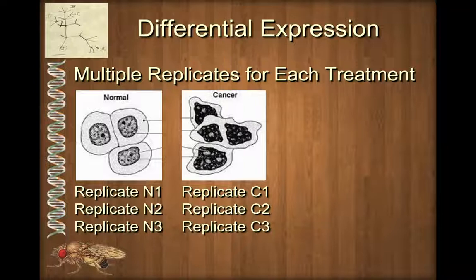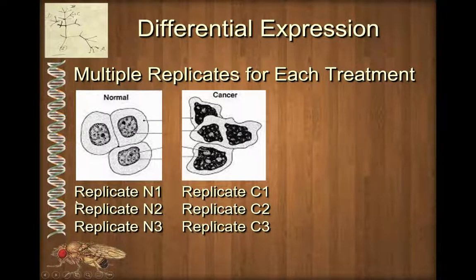Okay, so here's an example, a very simple experiment. Let's say we wanted to know differential gene expression from a normal set of skin cells versus a cancerous set of skin cells. And so I would take 3 independent samples of healthy skin. I would extract and sequence their RNA and assemble a genome, and I would call it replicate N1, N1 for normal cells. And then I'd have an N2 and an N3.